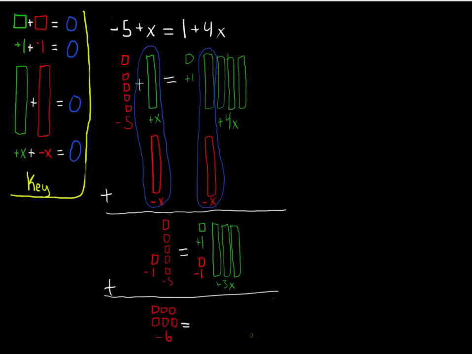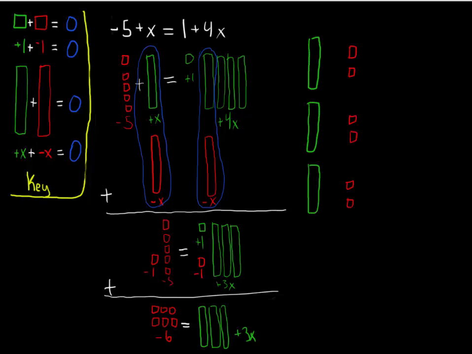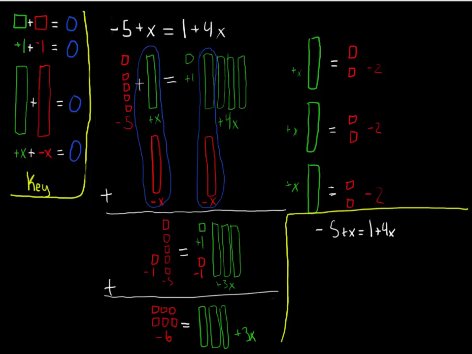The result is -6 units on the left and positive 3x, or positive 3 unknowns, on the right. The last step is to match bars to units. I have 3 bars and 6 units. That means 1 positive bar is equal to 2 negative units. Here's what that looks like as an equation.